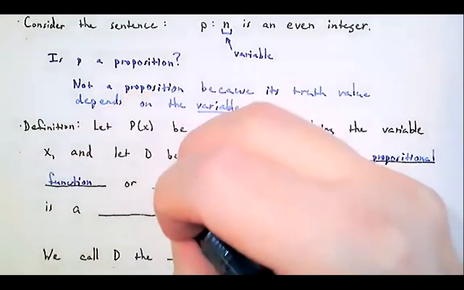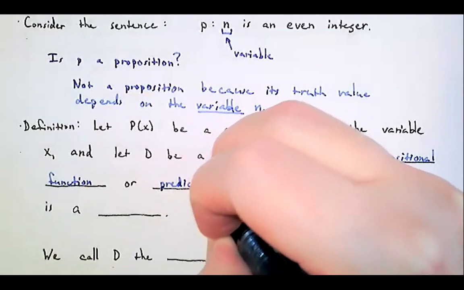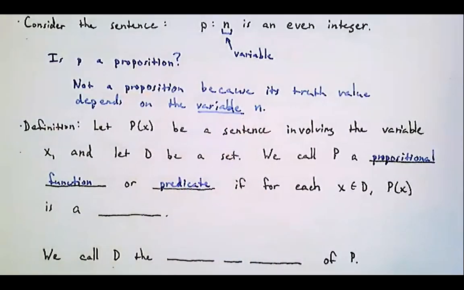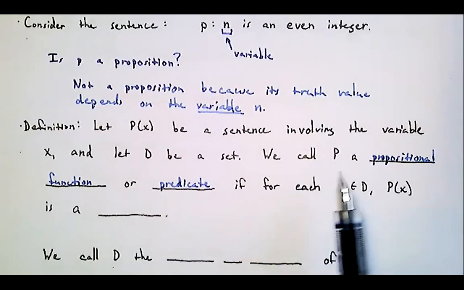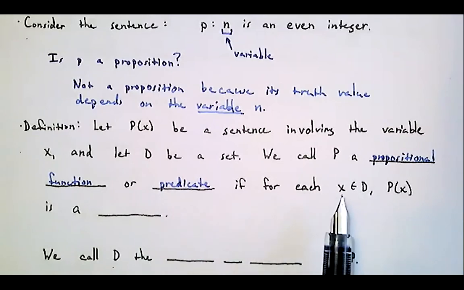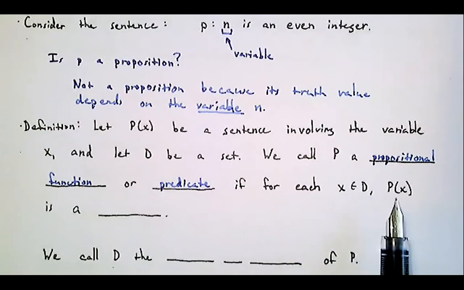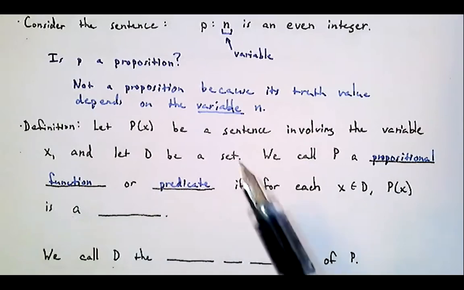Or sometimes predicate. You won't see this word used very much in our class, but if you looked at a book on logic, you might see it. So P is called a propositional function or predicate if for each value of x in your set, when you plug x into the sentence, you get a proposition.